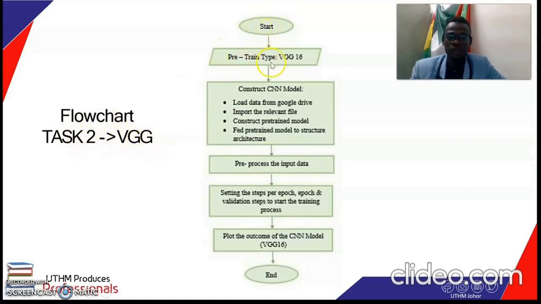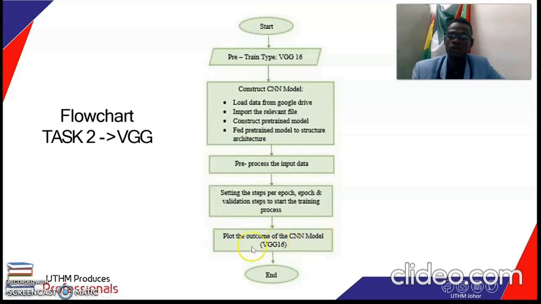Then start, pre-train type VGG16. Then we construct the CNN model, and then load data from Google Drive, then import the relevant files, and then construct the pre-trained model, and then feed the pre-trained model to the structure architecture, and then proceed to pre-process the input data, then set up the steps per epoch, the epochs, and then the validation steps.